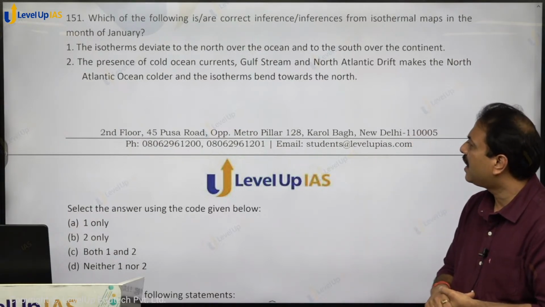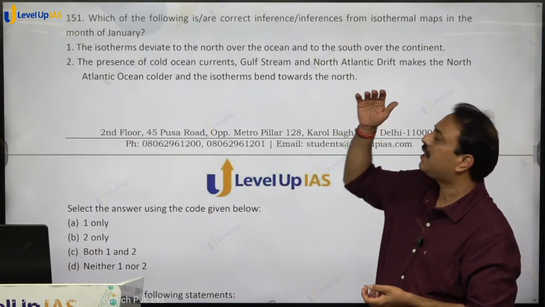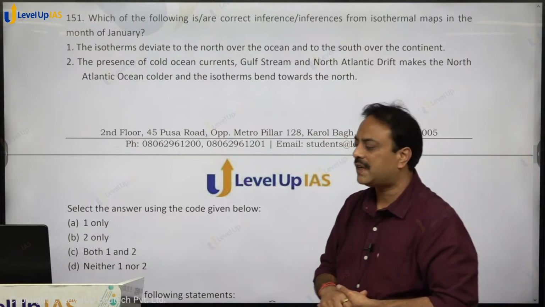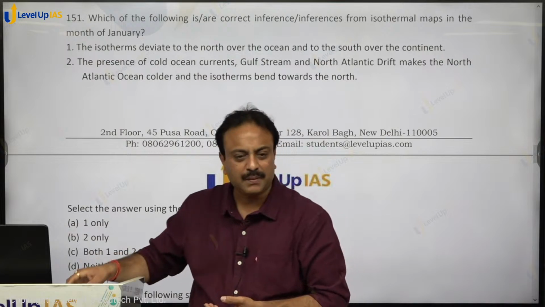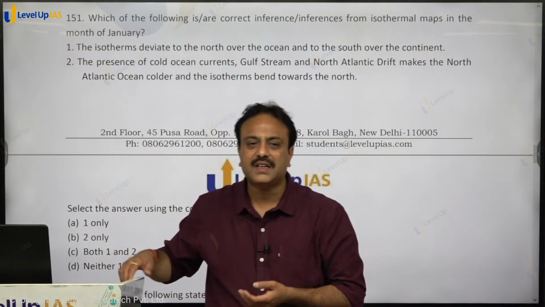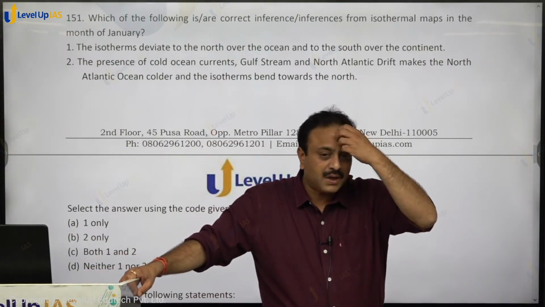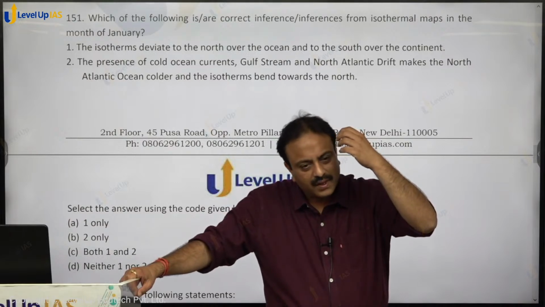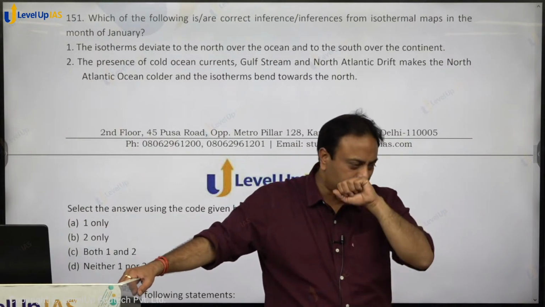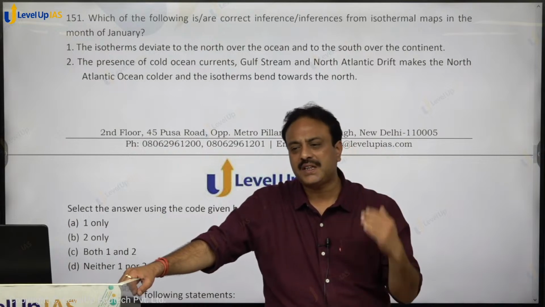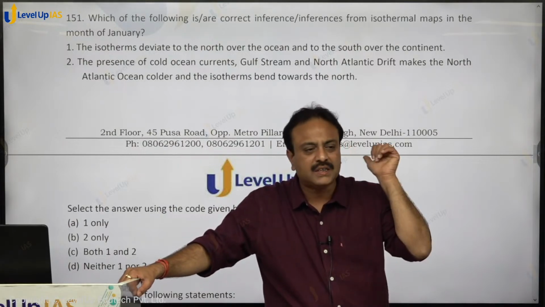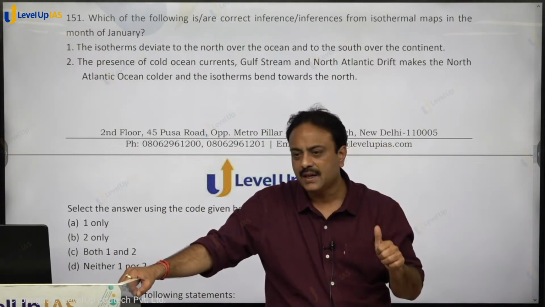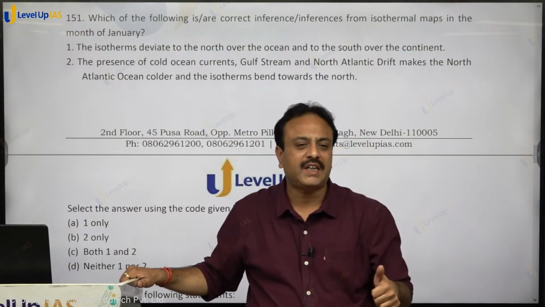The statement that isotherms deviate to the north over the ocean and to the south over the continents in the month of January is a correct statement. The reason for the deviation is the thermal difference between land and water, difference in specific heat. Land loses temperature faster in the winter season. January means northern hemisphere winter season, right? So land loses heat faster.